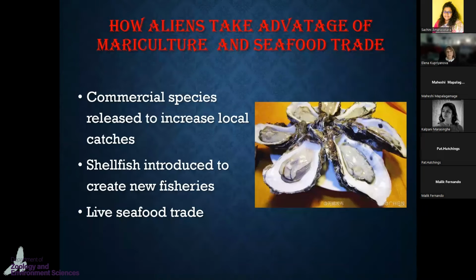Finally, introductions can be a result of commercial species released to increase local catches, a shellfish introduced to create new fisheries, or simply live seafood trade.